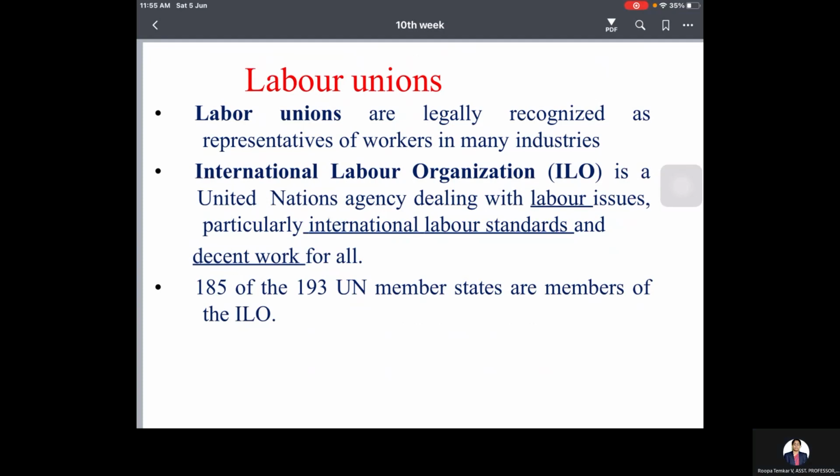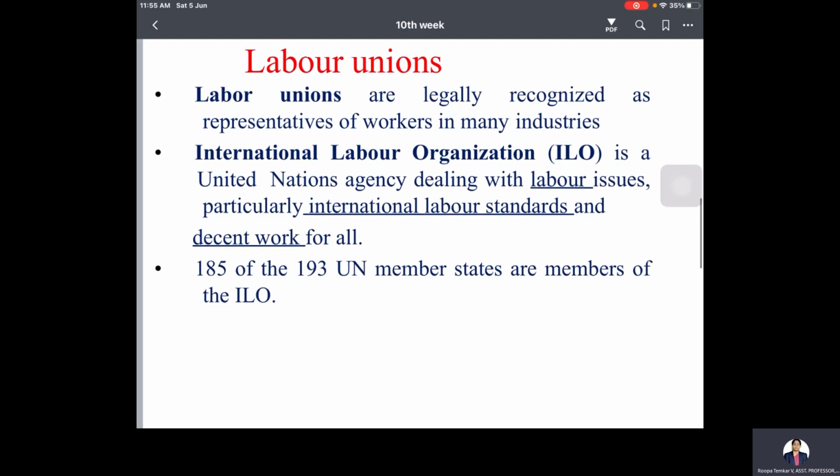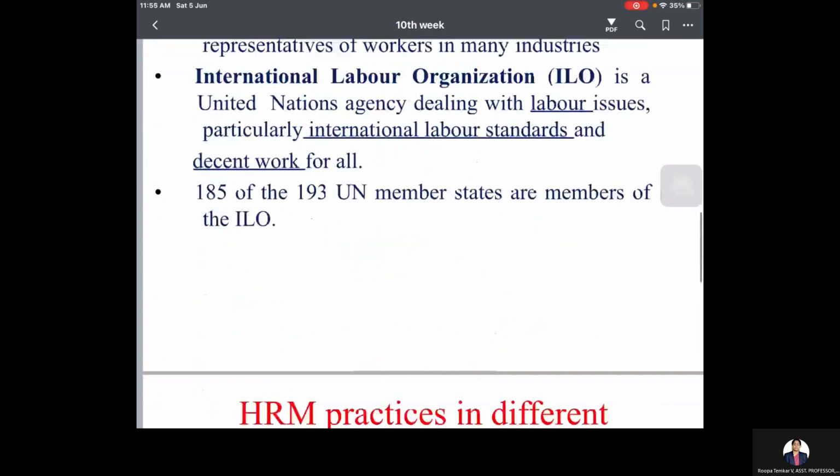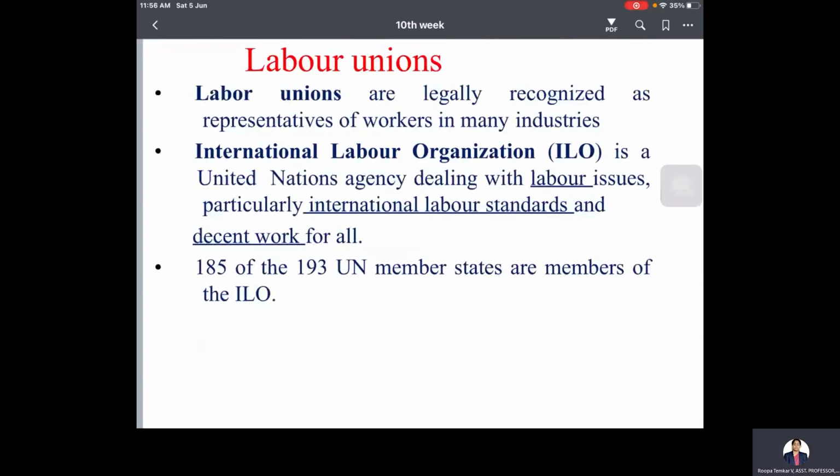The International Labour Organization is a United Nations agency dealing with labor issues, particularly international labor. Now we have around 185 of the 193 UN member states as members of the ILO. Here, the labor policies of MNEs will be discussed with respect to the role of trade unions.